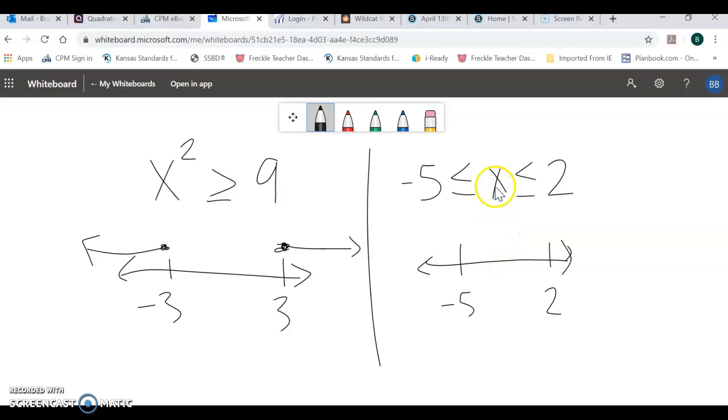And you can prove that to yourself if you want. If you try out 0 here, you'd have -5 less than or equal to 0, and then 0 less than or equal to 2. Well, they both work. So that would be a 0, and that would work. That means your solutions are between here.